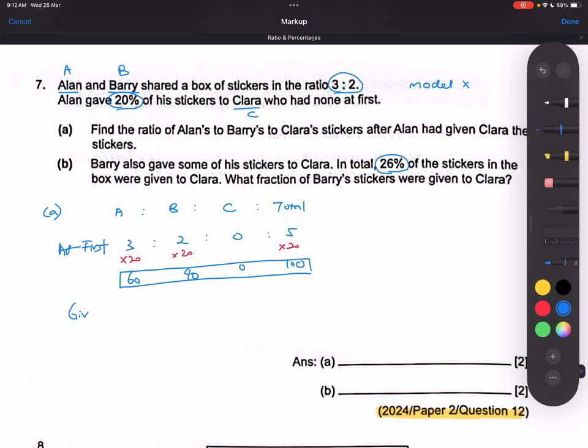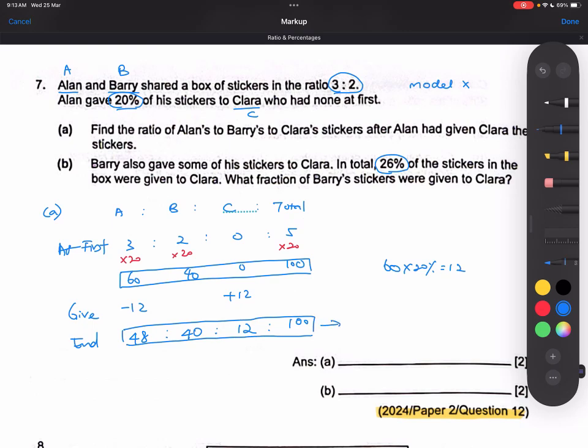Now, let's get into the first part. Alan gave 20% of his stickers to Clara. Alan has 60 stickers. He gave away 20%. If we multiply by 20%, this gives us 12, which means Alan gave away 12 stickers to Clara. Clara received 12. At the end, Alan will have 60 minus 12, which is 48. Barry did nothing, so he keeps 40. Clara will now have 12. And the total is still 100, given that this is an internal transfer. There's no change in the total.